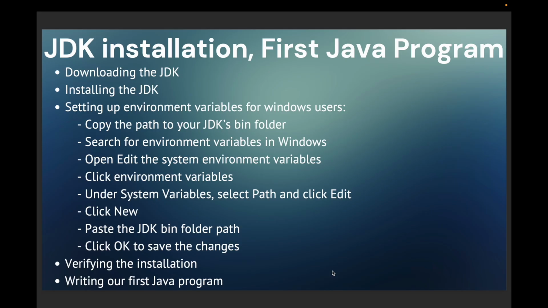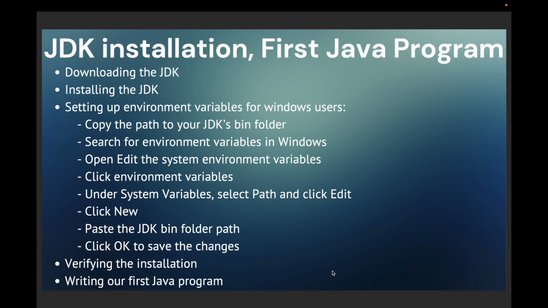Before we can write Java programs, we first need to prepare our computer by installing the Java Development Kit, commonly known as the JDK. Since I have already installed the JDK on my MacBook, I won't reinstall it. Instead, I will explain where to download it, walk you through the installation process, and then verify the installation on my machine before writing our very first Java program.